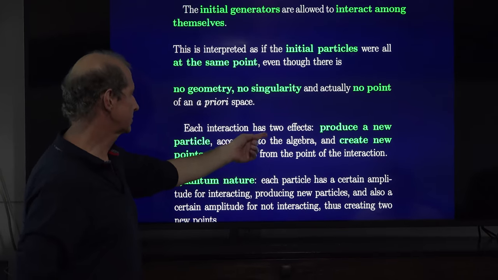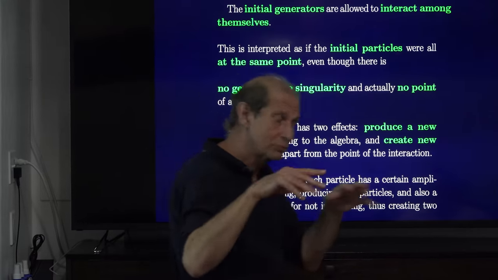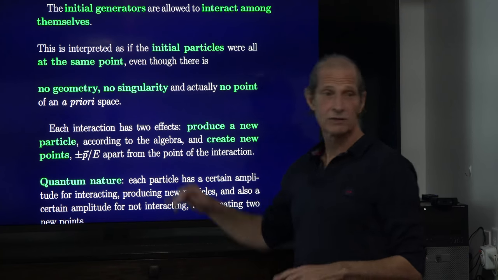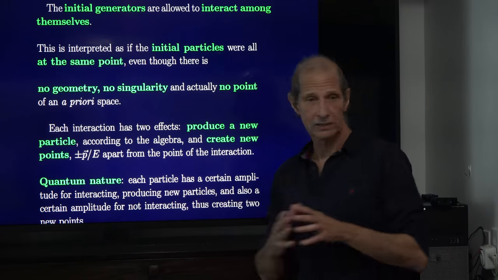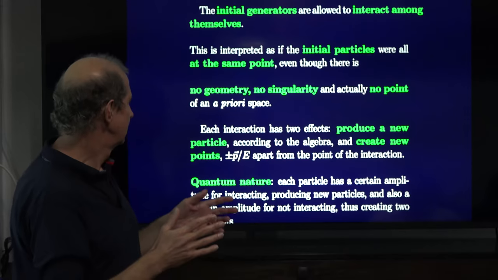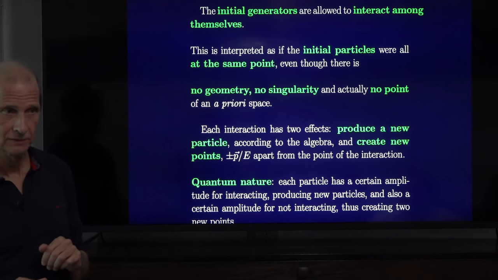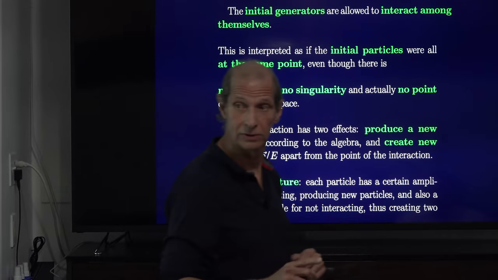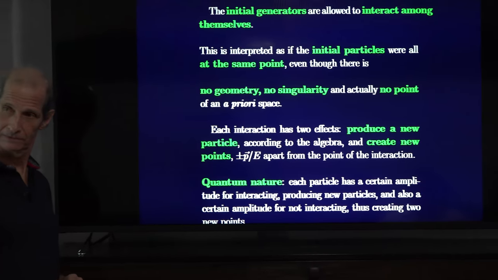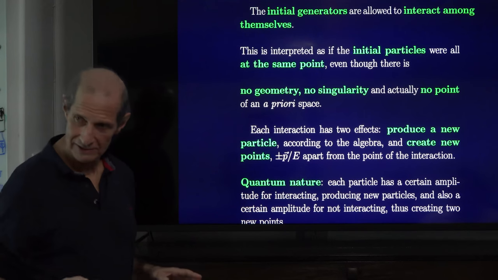Each interaction, so to summarize, has two effects. Produce a new particle through the interaction. If we could eventually put it in a Hopf-algebra structure, the algebraic part would produce new particles, the co-algebra part would create new points. Both things occur every time with an amplitude, which is calculable precisely. I mean, as I said, I want to get numbers out of this thing, because that would be worth it by itself, even though this model fails.